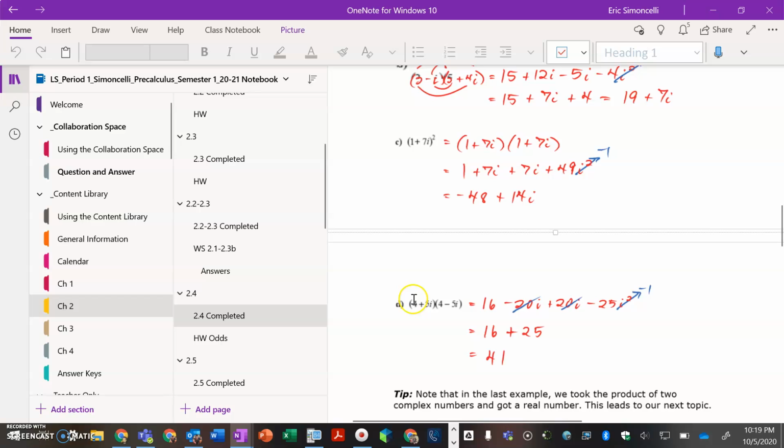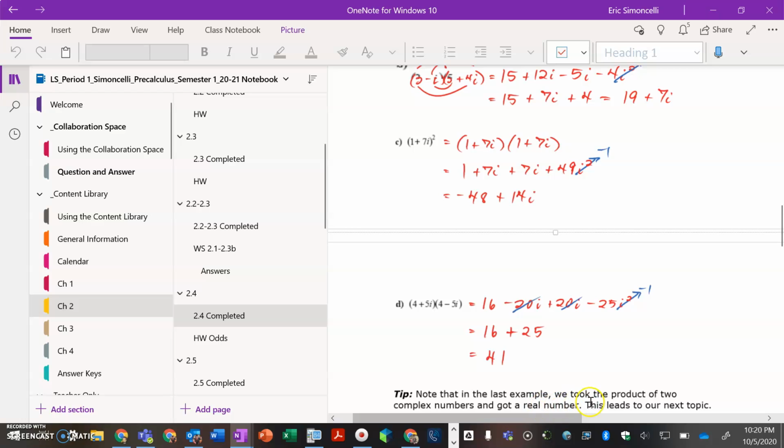Similarly, part D, 4 plus 5i times 4 minus 5i. If we FOIL first, outside, inside, last, we get 16. Outside is -20i, while inside is positive 20i. Those add, as you can see, to 0. They cancel essentially to 0. And then -5i times positive 5i, that's -25i squared. i squared being -1, so you've got a negative times a negative, which ends up being a positive. 16 plus 25, 41.